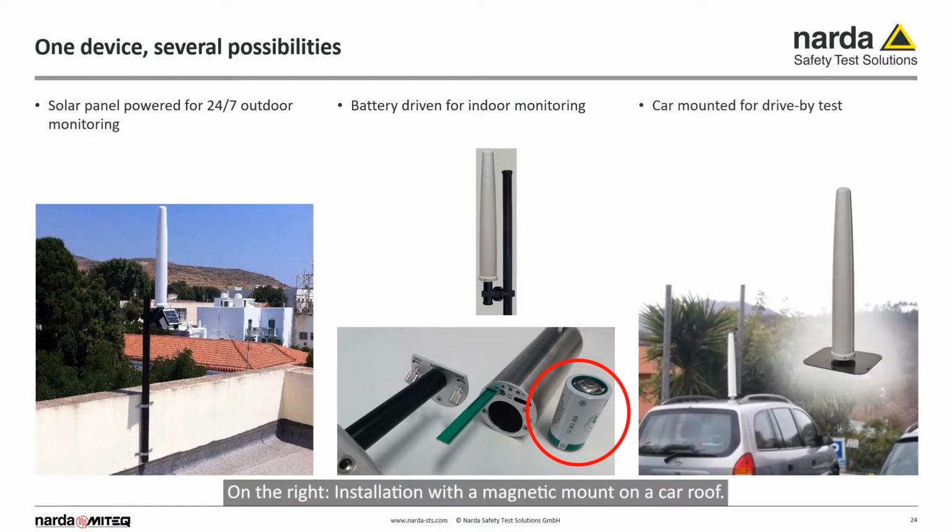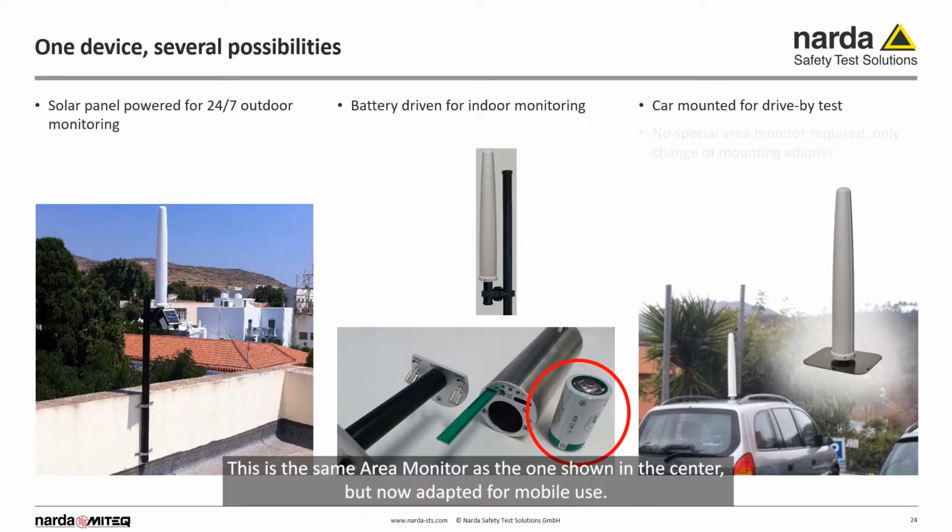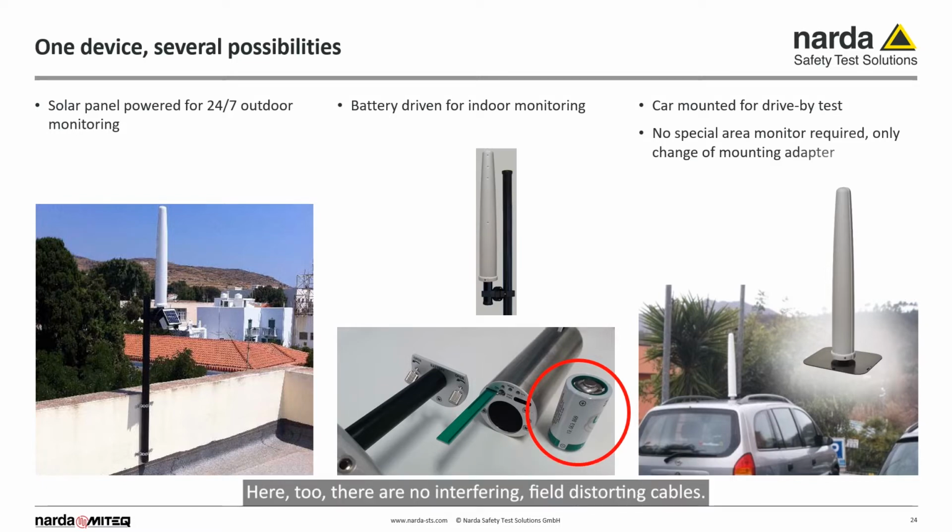On the right, installation with a magnetic mount on a car roof. This is the same area monitor as the one shown in the center, but now adapted for mobile use. Here, too, there are no interfering field-distorting cables. The optical cable can, of course, be connected to allow the observer in the vehicle to keep an eye on the field strength and to give the driver directions where necessary.